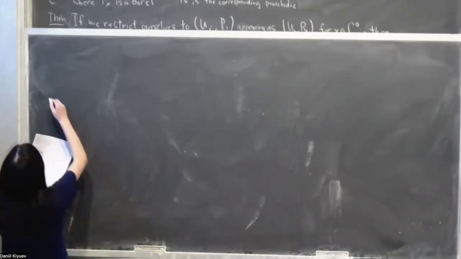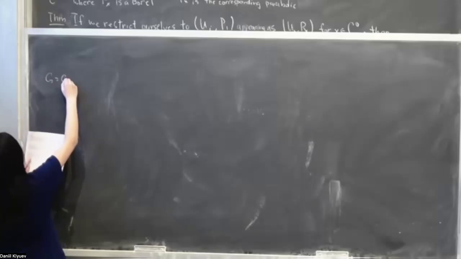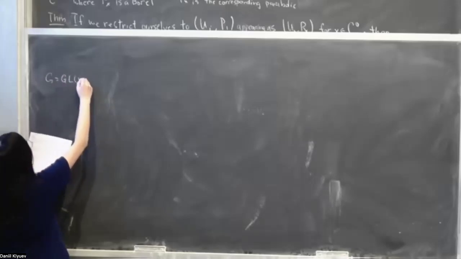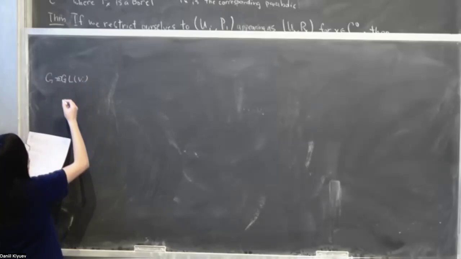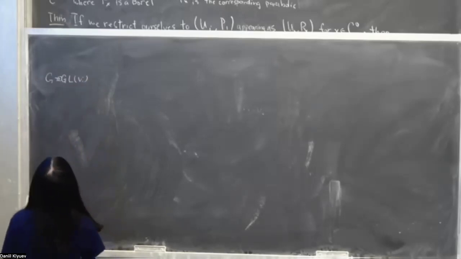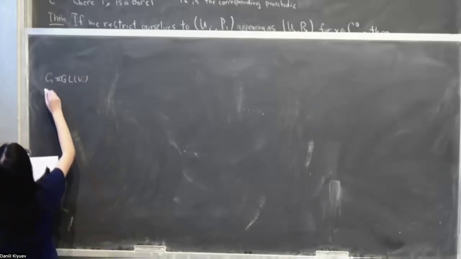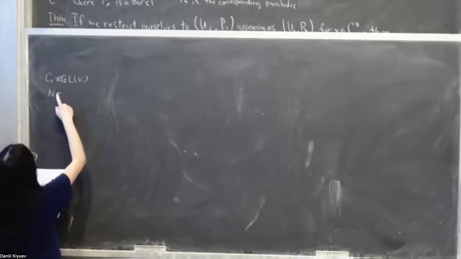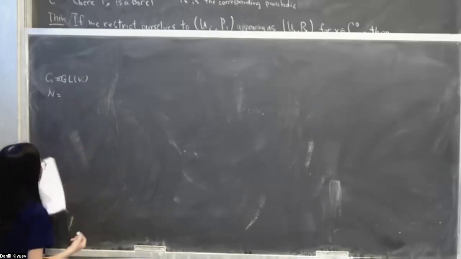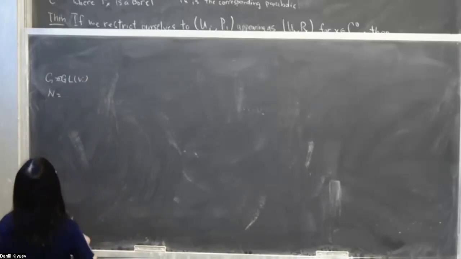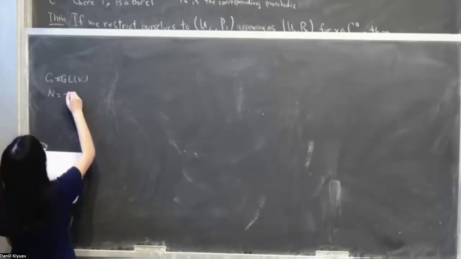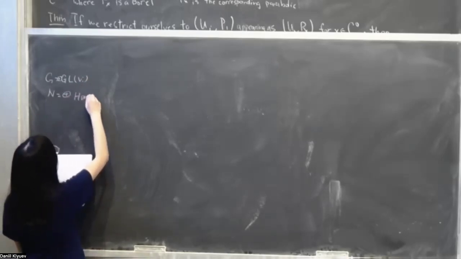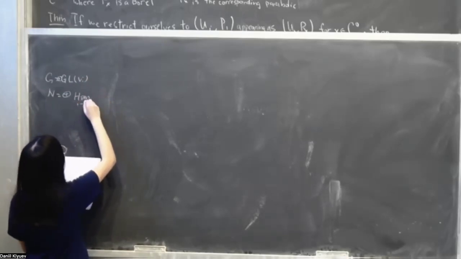Okay, so if we take G to be the same thing. From the quiver we have G equals the product of GL of VI, where VI is the number attached to each vertex, and N is the same thing.